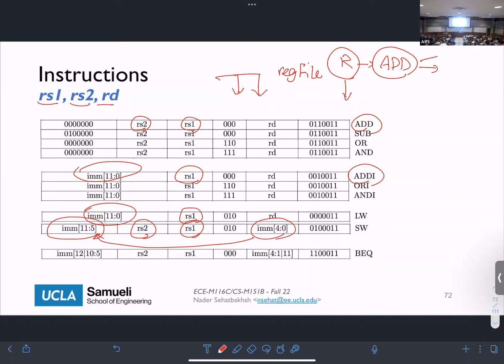For all of them, in terms of FSM, they are the same. But conceptually, to understand it, let's think that we first understand whether this is an R type or I type. Then within the R type, we need to make a decision whether this is an add or subtract or XOR or whatever. Okay? Any other questions? Okay.